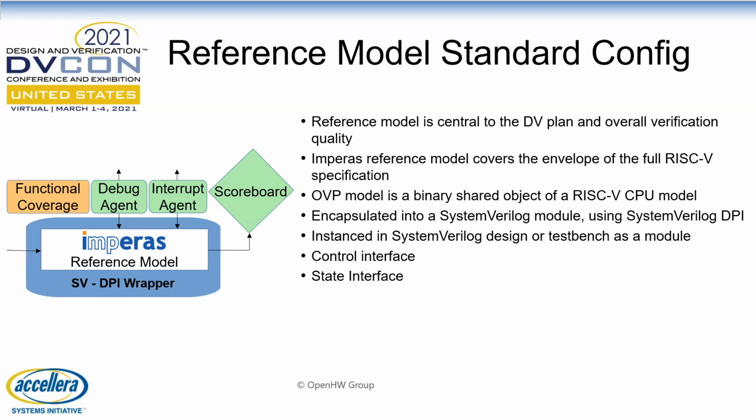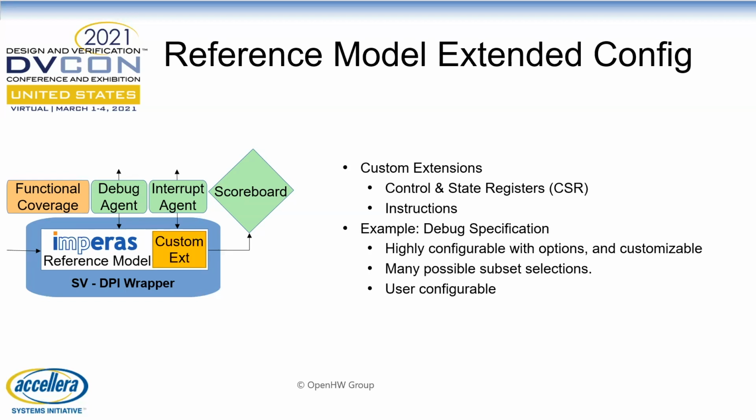And the model itself exists as a binary object, which in this example is linked to the SystemVerilog executable via the DPI. In order to control and observe the behavior of the model, it contains both a control and a state interface to synchronize the execution and also to extract full and comprehensive architectural state for RTL comparison done by this testbench.